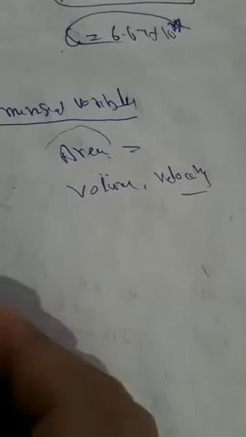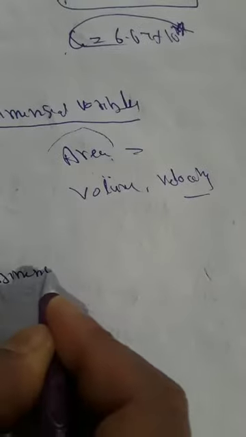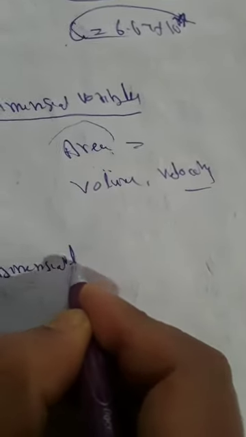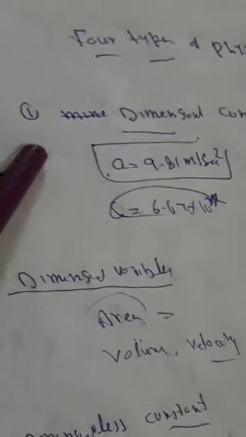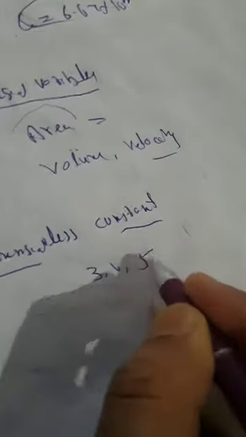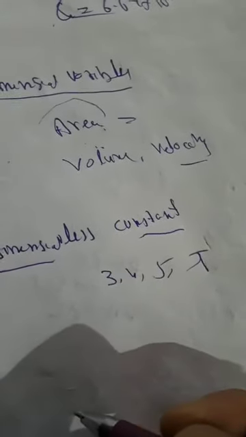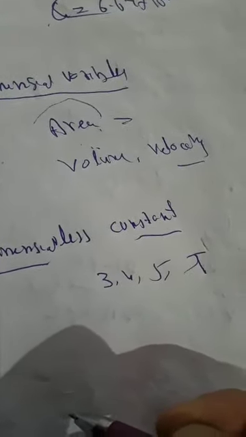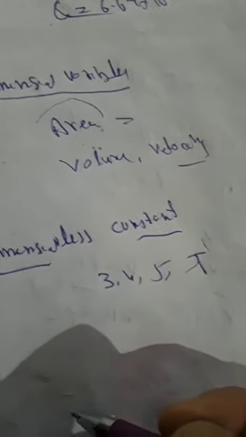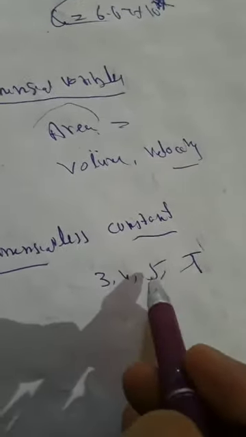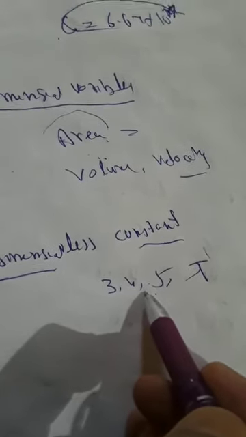Number third, इसी तरह हम लिखेंगे, dimensionless constants. These are constants which are having constant value, but they do not have dimensions. Suppose 3, 4, 5, these are constant values. Pi, 22/7, it is having constant value, but it does not possess dimensions. This is called dimensionless constant. These are constants which have constant value but do not possess dimensions.